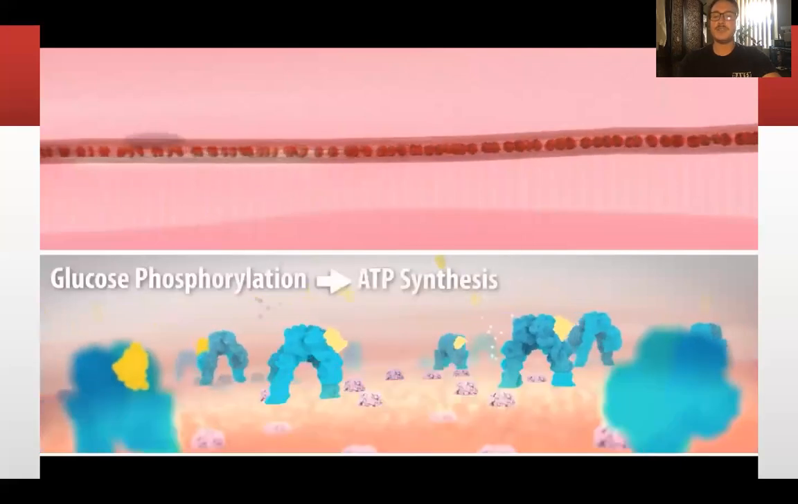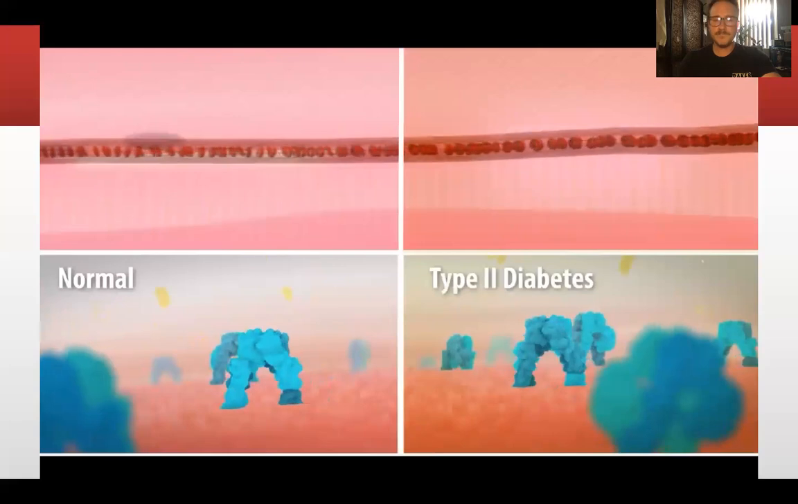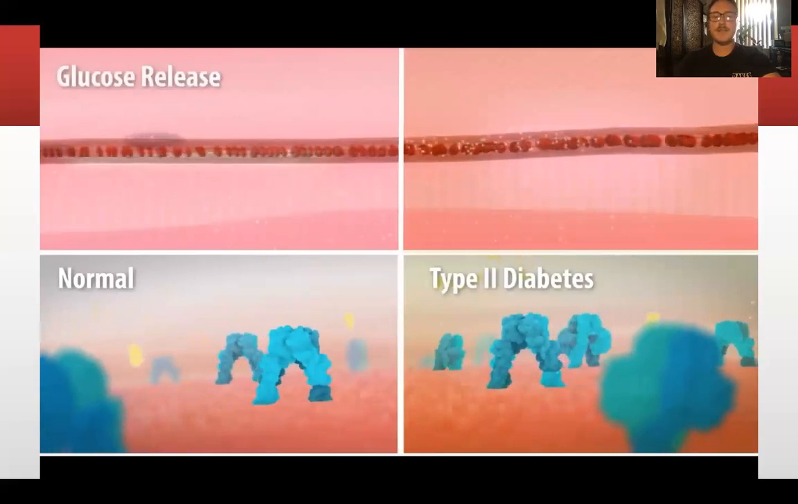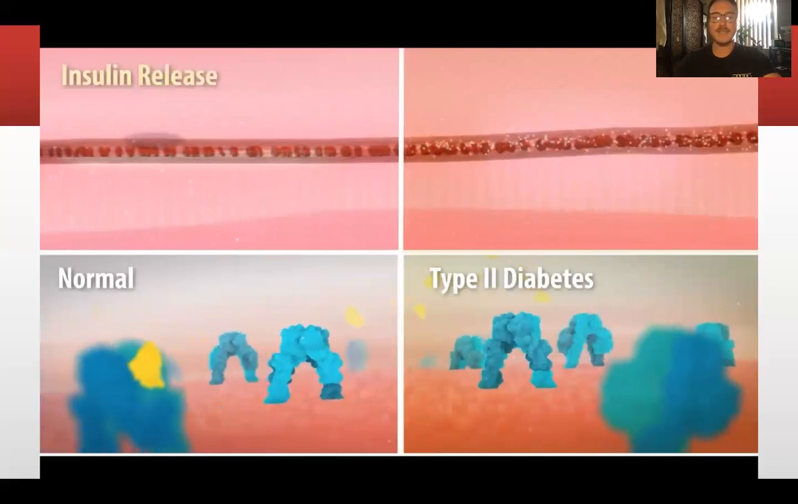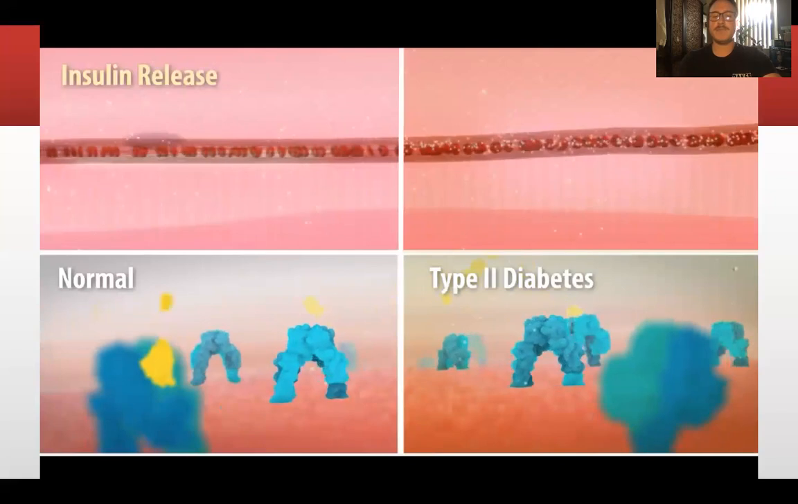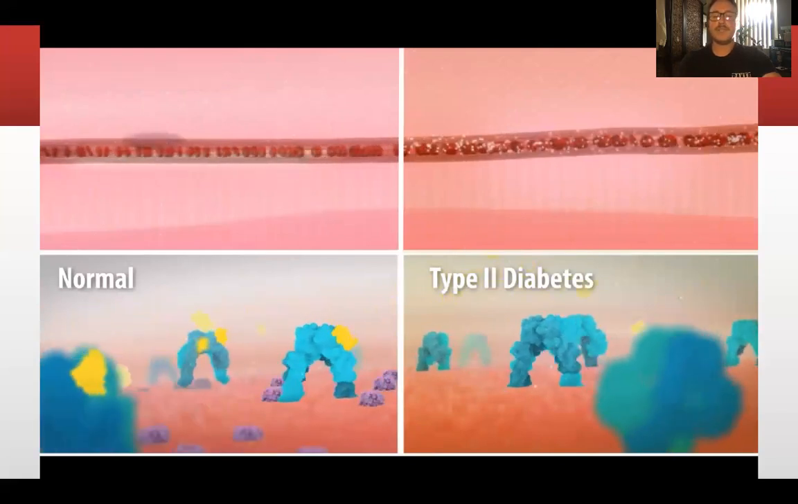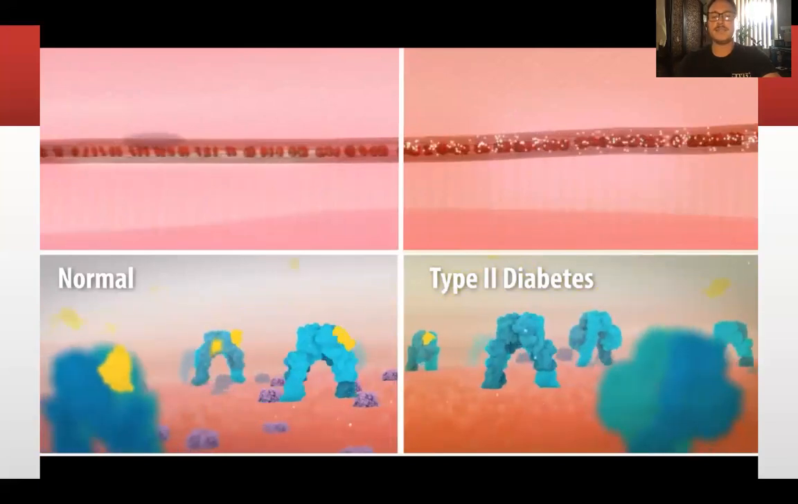Once inside, intracellular glucose molecules undergo phosphorylation in order to make ATP for metabolic use. In type 2 diabetes, the glucose-insulin balance is disrupted, usually from decreased physical activity or excess weight. Over time, insulin receptors become resistant to insulin. As a result, fewer glucose transporter proteins are activated, and there is decreased glucose uptake into the cell.